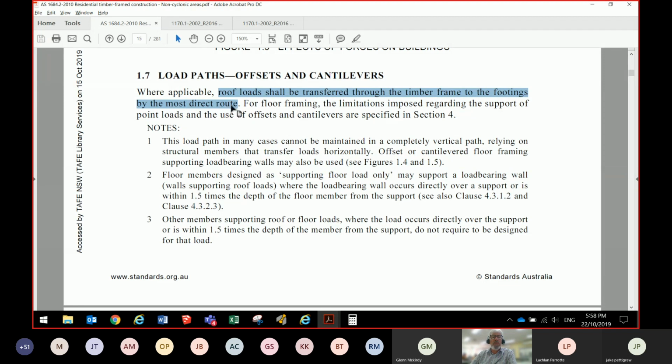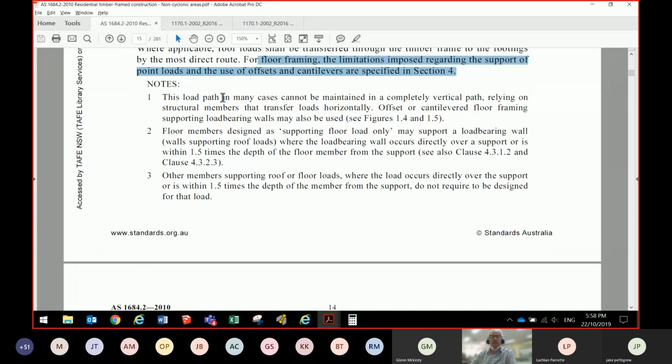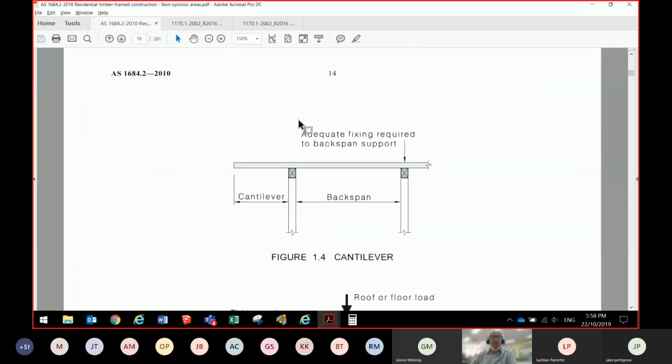That's real helpful for us because as we do our structural planning, we always want to try and take it by the most direct route. For floor framing, the limitations imposed regarding the support of point loads and the use of offsets and cantilevers are specified in Section 4. Section 4 is all about floor framing. So the notes are real important and they give us some information there, which relates in this particular case to a couple of figures.